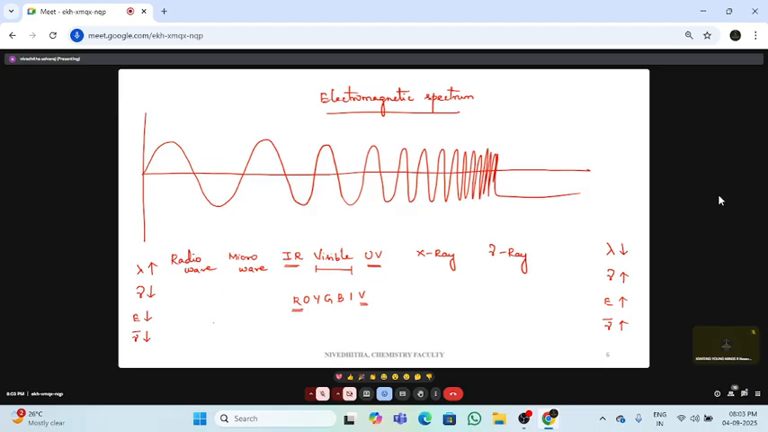Among visible light, we have 7 components, right? Yes, ma'am, 7 colors. Among these 7 colors, which color has the highest wavelength? Red color. That's it. So, are you guys clear? Any doubt, Kana? No, ma'am. Okay.